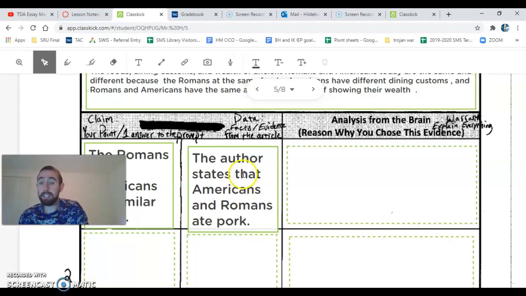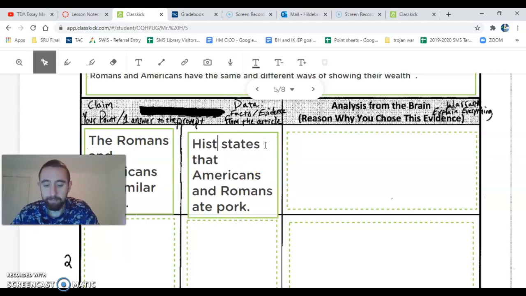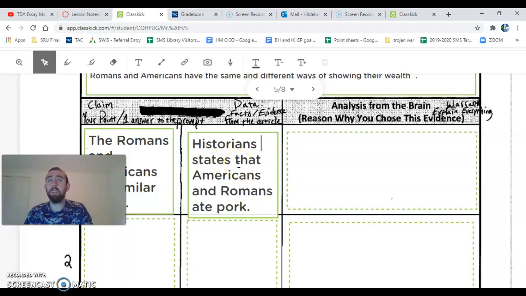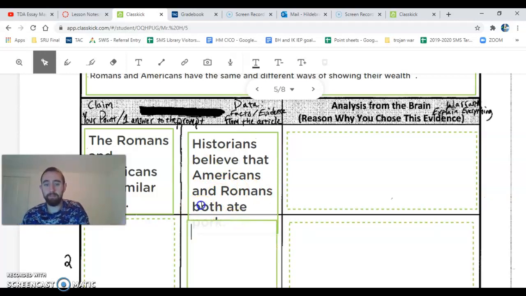You could also, let's say it's not the author talking. Let's say that instead of the author, it's one of the archaeologists, one of the historians. You could say, historians believe. Instead of saying states, you could say believe. You could say, the archaeologist claims, right? You could say it any way you want. Okay, so we could say historians believe that Americans and Romans both ate pork, right?